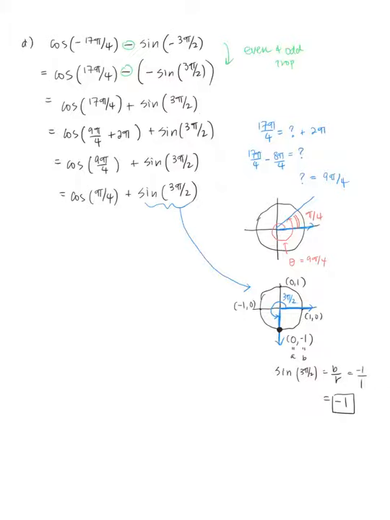Let's put it all together. Cosine of pi over 4 is root 2 over 2, and then minus 1, because sine of 3 pi over 2 is negative 1. Putting them all together, what do we get? Root 2 over 2 minus 2 over 2, so root 2 minus 2, the whole thing divided by 2. That's going to be the answer. If you have any questions, please let me know.